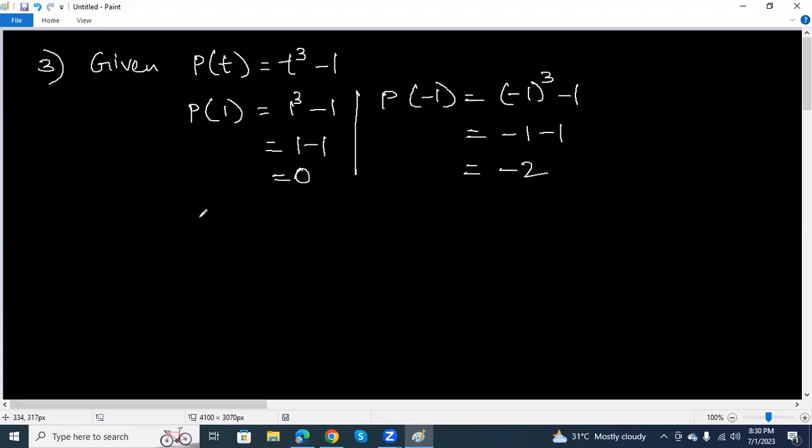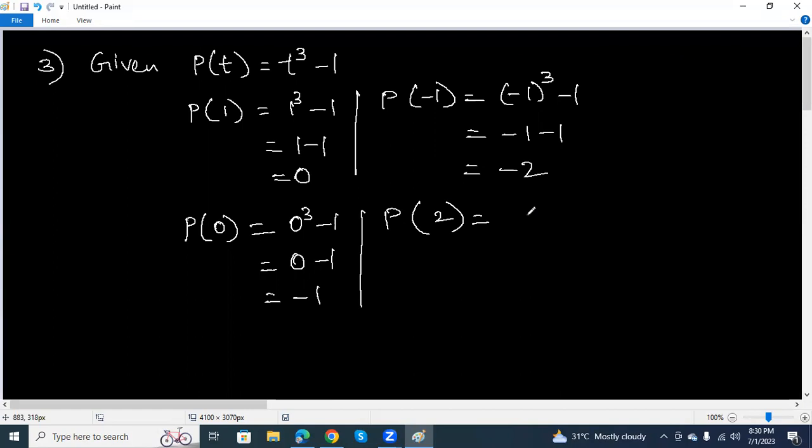Next, P of 0. Put 0. 0 cube minus 1. 0 cube is 0, minus 1, which is equal to minus 1. Next, P of 2. Let's put 2 cube minus 1. 2 cube is 8. 8 minus 1 is 7.